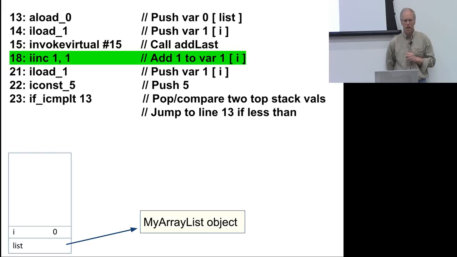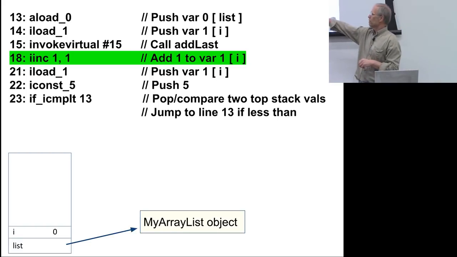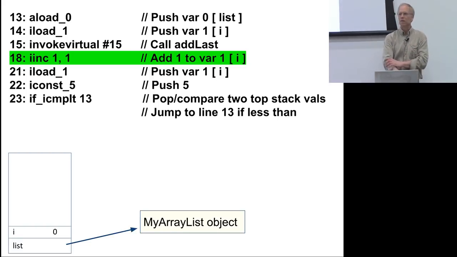Now, why didn't anything change, though? What did add last do? What lasting effect did add last have? Yeah? It changed the myArrayList object. Right. It changed the myArrayList object, but I'm just not showing you that detail.